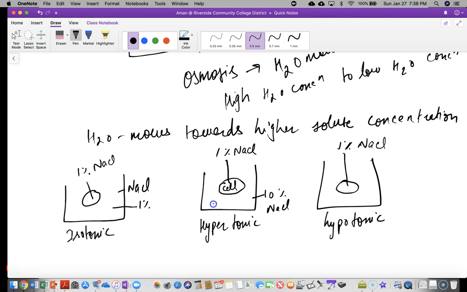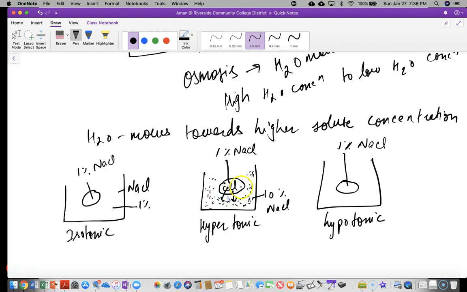See, this is high salt concentration. There's too much salt here. Okay, so where do you think water is going to move? Remember, water will move from its own high concentration to its own low concentration. See, outside there's too much salt, inside there's very little salt. So this water inside the cell will want to move outside.